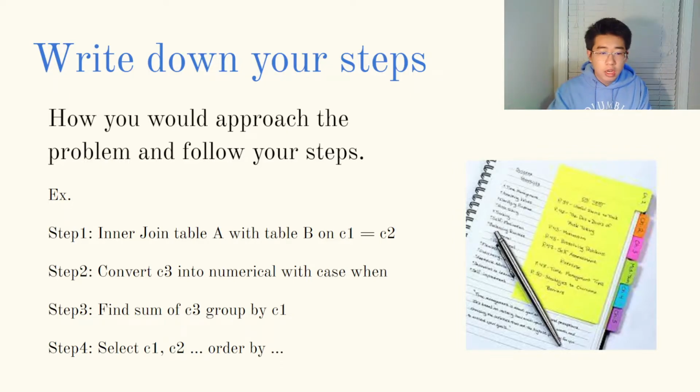For example, let's say you are tasked with the question to find the sum of this specific categorical variable when it's equal to a certain level or a certain group. And so we're going to say, and there's a join. So we're going to say step 1, we're going to join table A with table B on column 1 and column 2. Column 1 from A and column 2 from B.